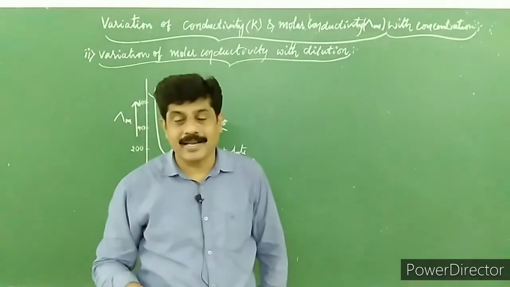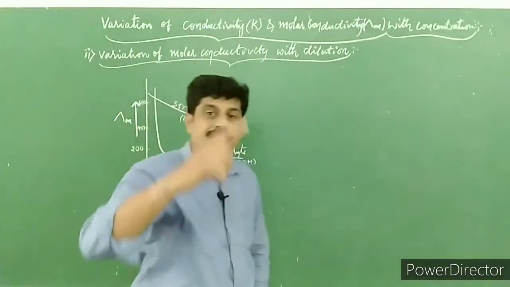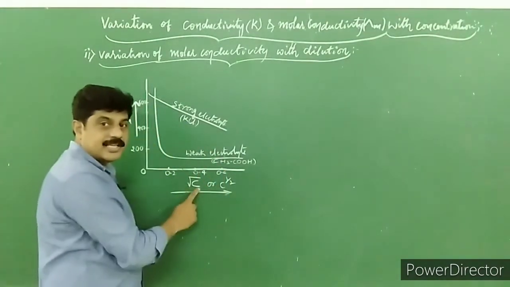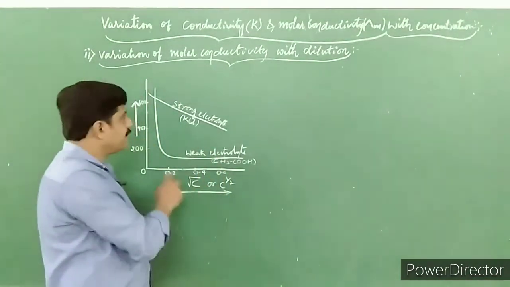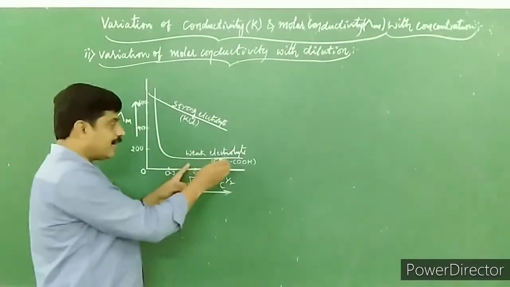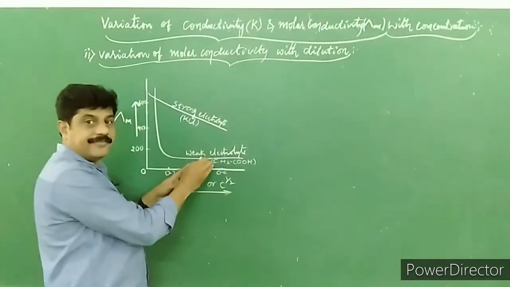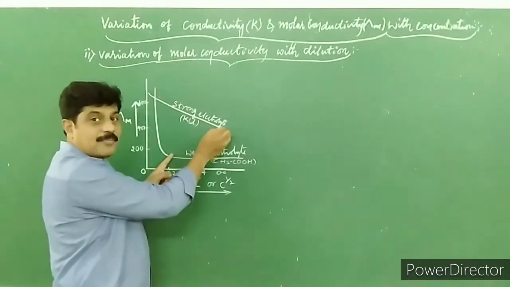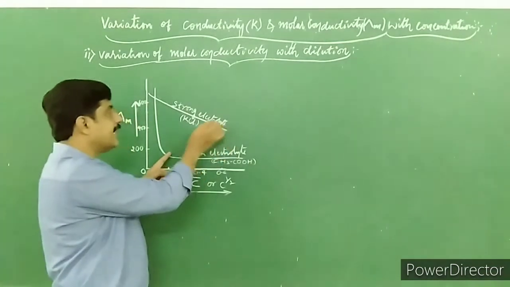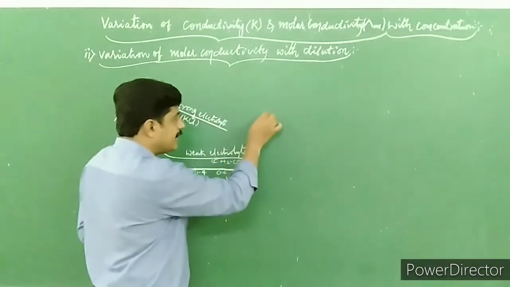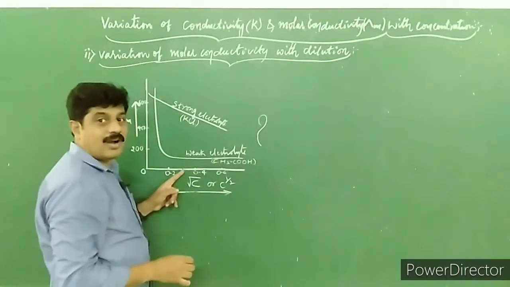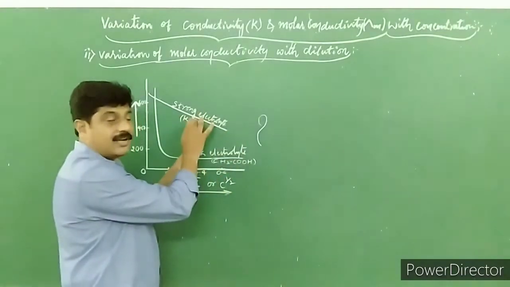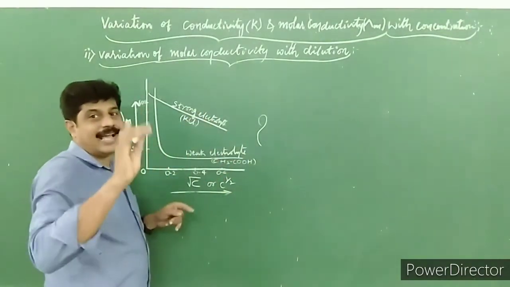Children, you can understand increase in molar conductivity with dilution by plotting a graph of molar conductivity versus square root of concentration. From the graph, it is very clear for a weak electrolyte, molar conductivity increases very sharply, whereas for a strong electrolyte, molar conductivity increases gradually. Now the question is, what is the reason for increase in molar conductivity in the case of weak electrolyte sharply and in the case of strong electrolyte gradually?